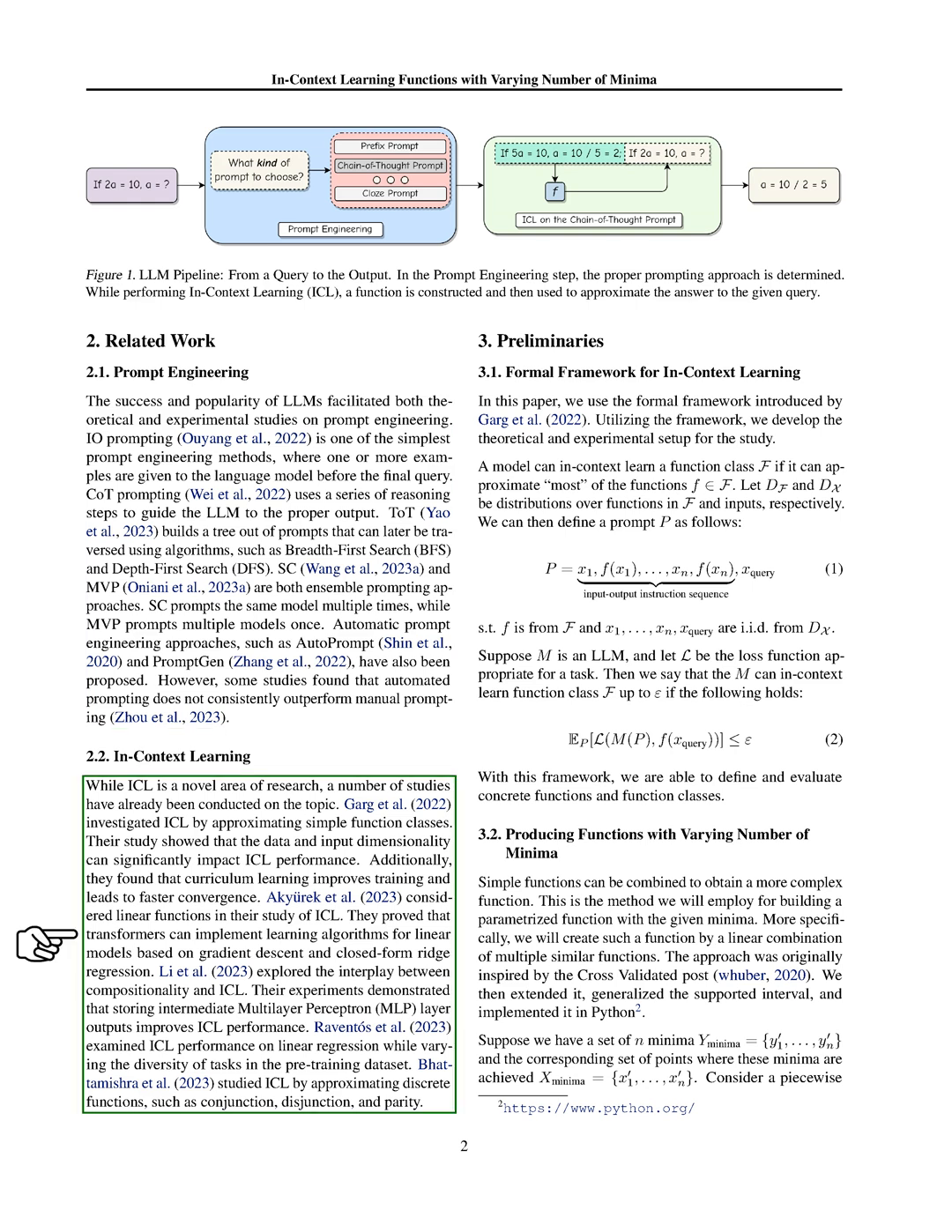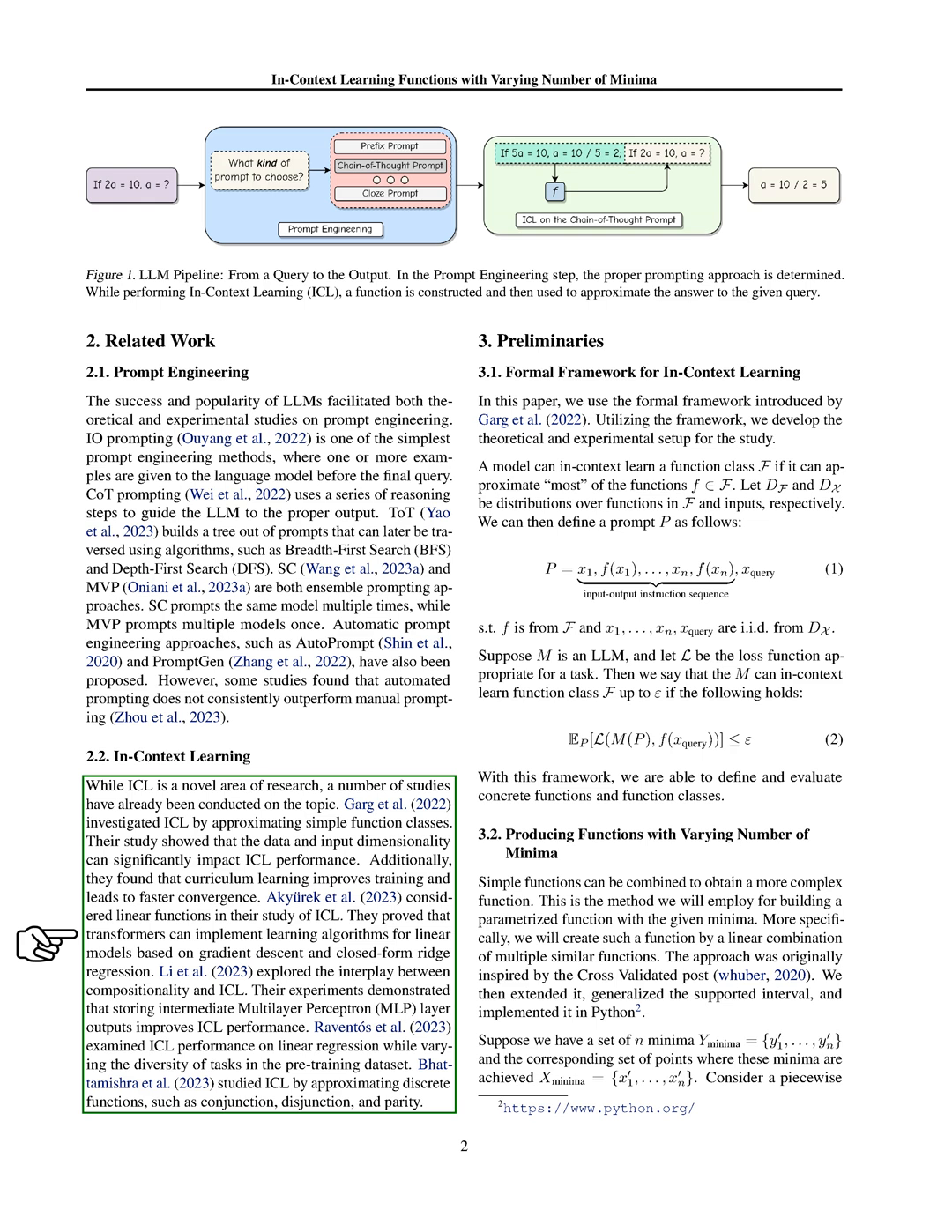ICL is a new area of research, and several studies have been conducted on the topic. Some researchers have investigated ICL by approximating simple function classes, showing that the data and input dimensionality can significantly impact ICL performance. They also found that curriculum learning improves training and leads to faster convergence. Other studies have considered linear functions in their study of ICL, proving that transformers can implement learning algorithms for linear models based on gradient descent and closed-form ridge regression.